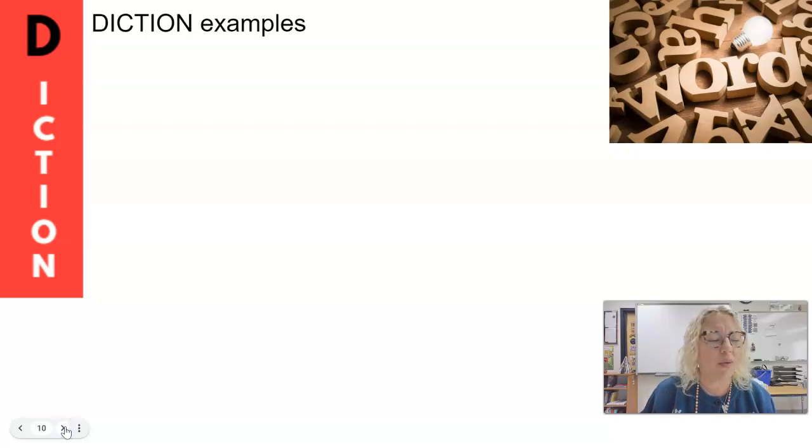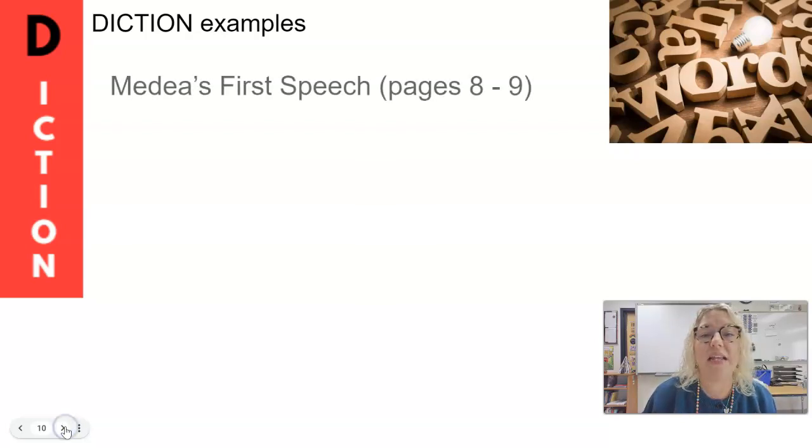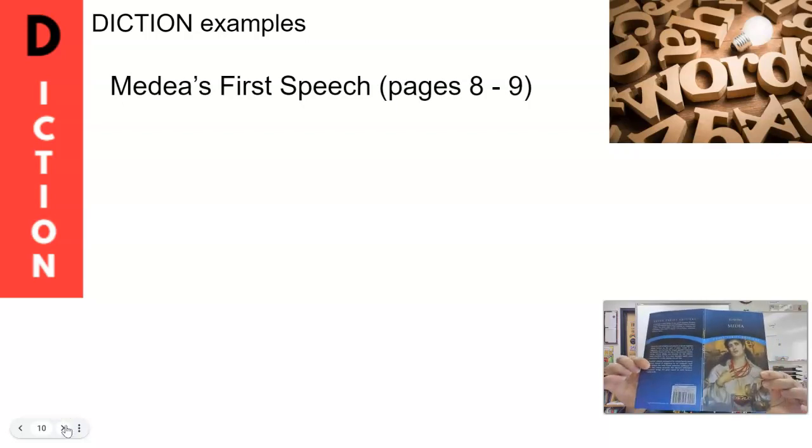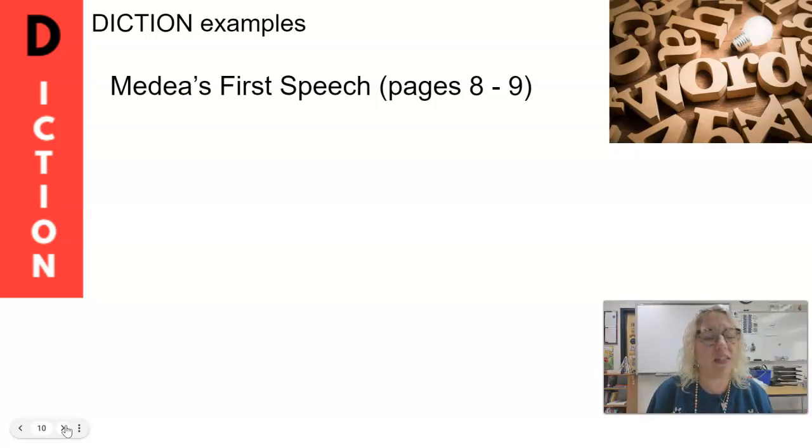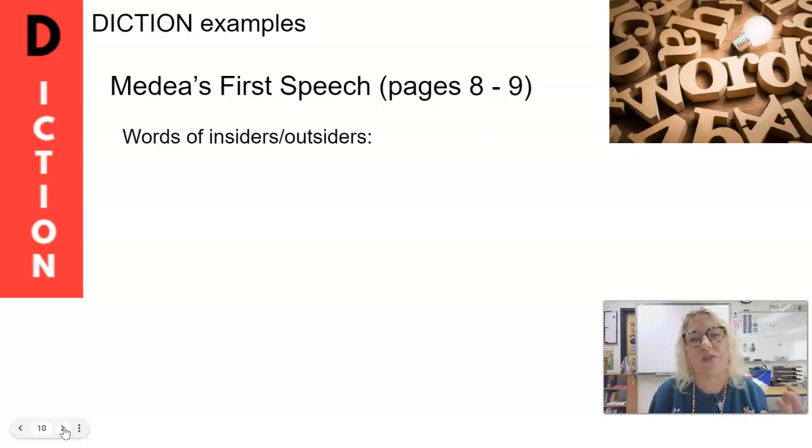Here are some examples, and I want you to turn now, if you would, to pages 8 and 9 in your text, okay? Pages 8 and 9 are Medea's first speech. This is after the Parados, and it is when she first addresses the chorus of Corinthian women. One thing I noticed in this speech is that she uses words of insiders, outsiders, or people native to Corinth and foreign to Corinth.